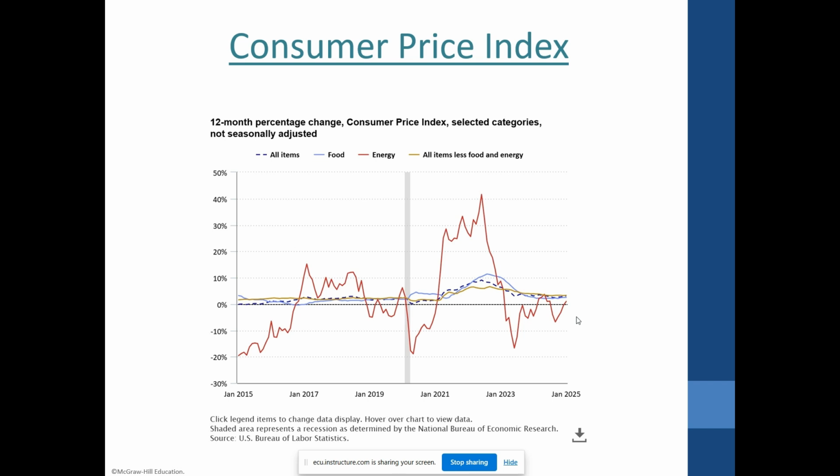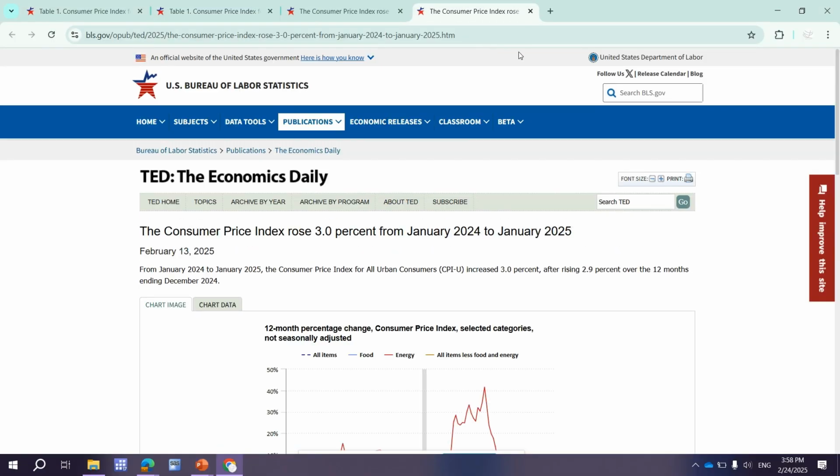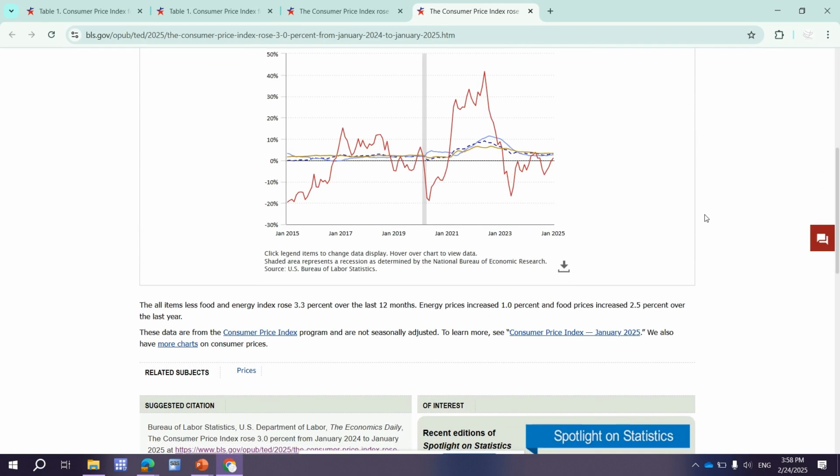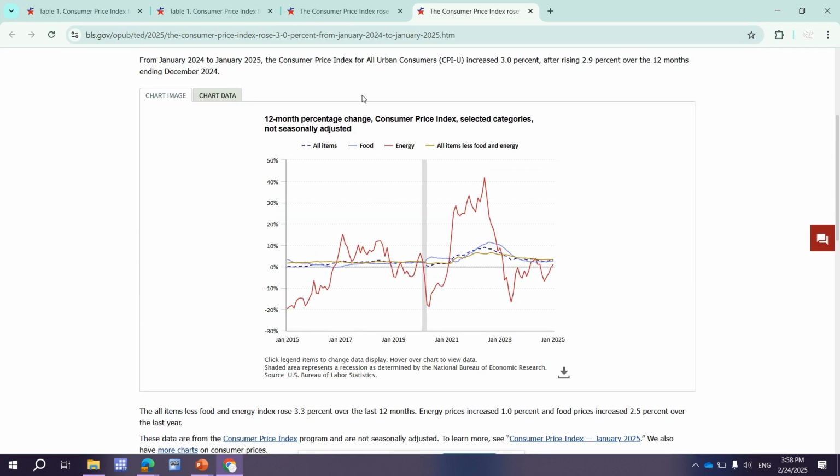This is the Consumer Price Index reported by the Bureau of Labor Statistics. CPIs with different categories of goods or services are calculated. The dashed line represents all items.